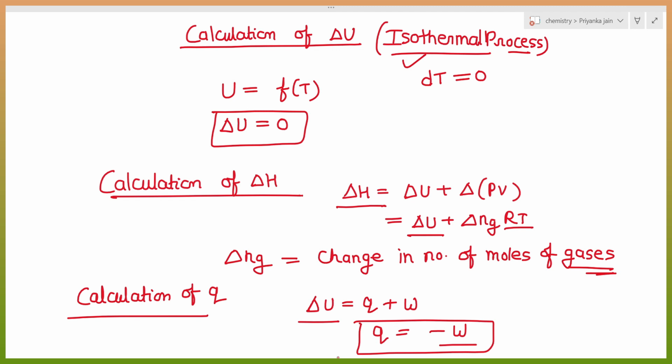Now the important thing is how to deal with the questions, how to solve the numericals. That is the important thing, so we will see that in our next lecture. First of all, learn all the formulas, then we will solve the numericals.